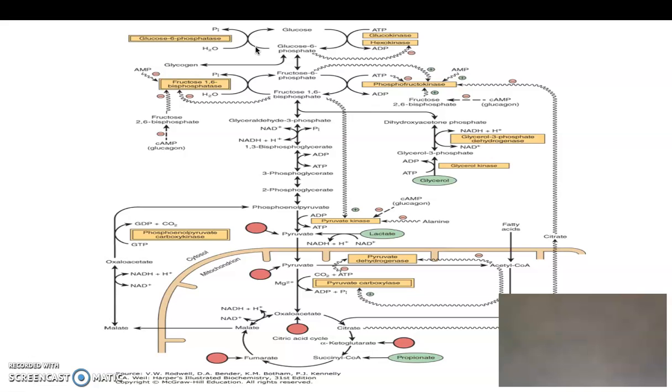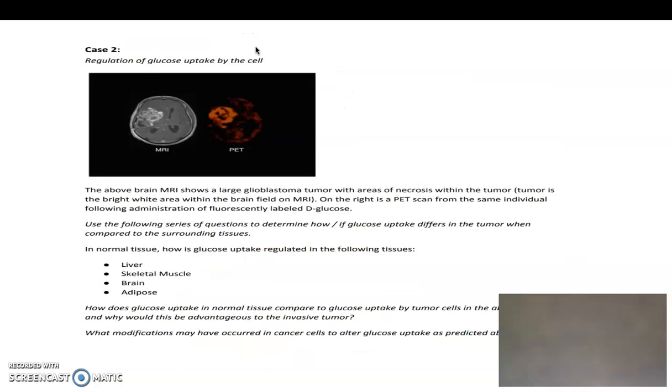That completes case study number 3. Now we'll be on to our next case study. The second case study that I wanted to talk about was case study number 2.